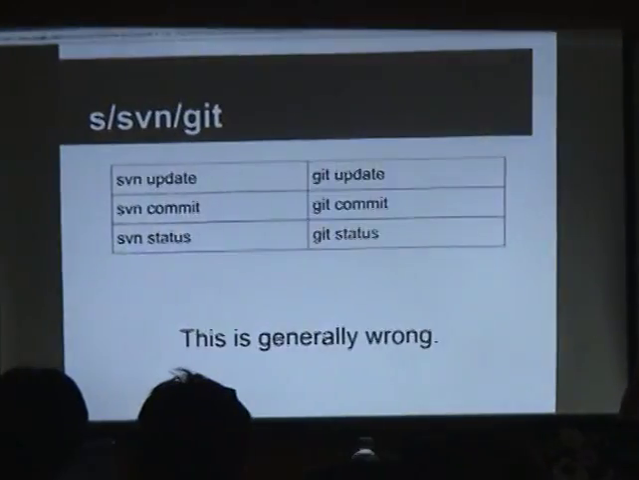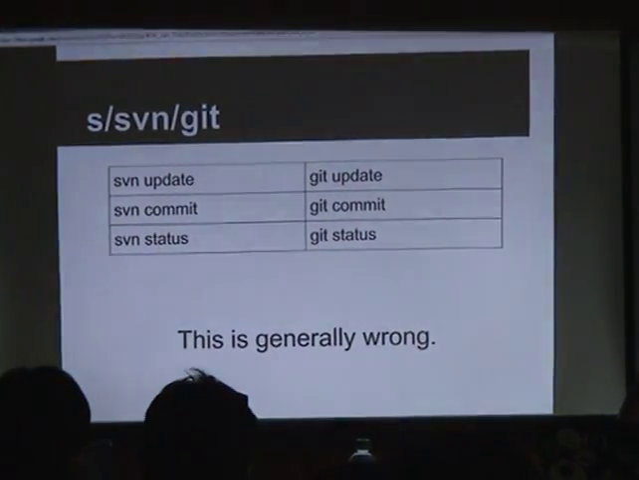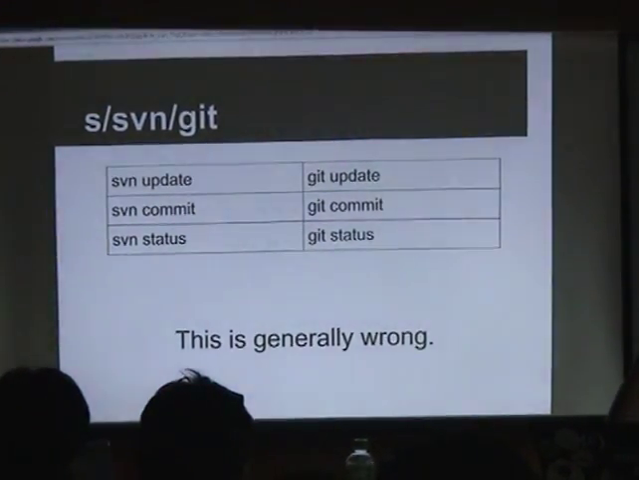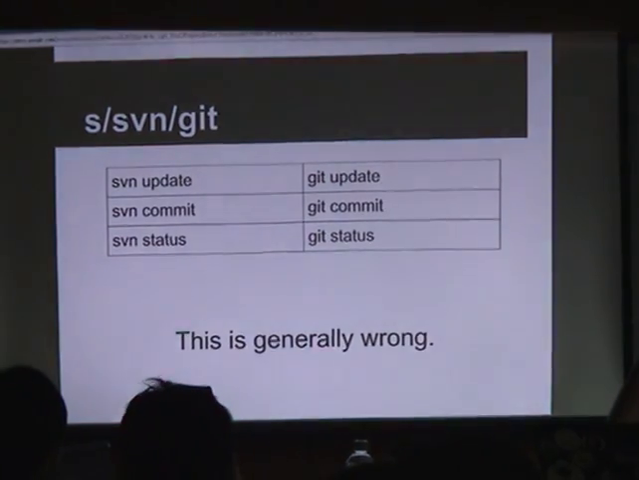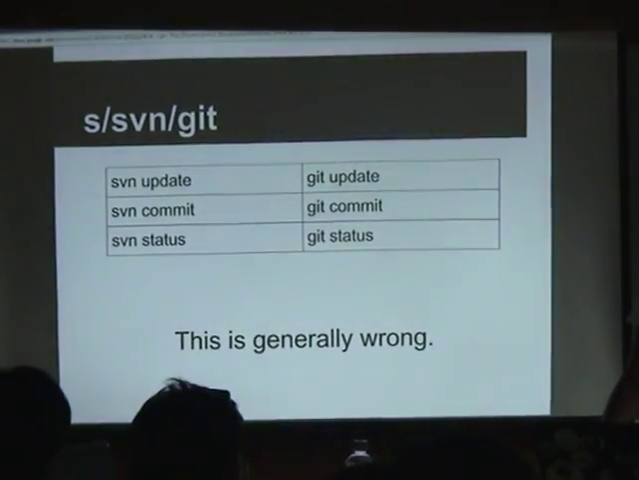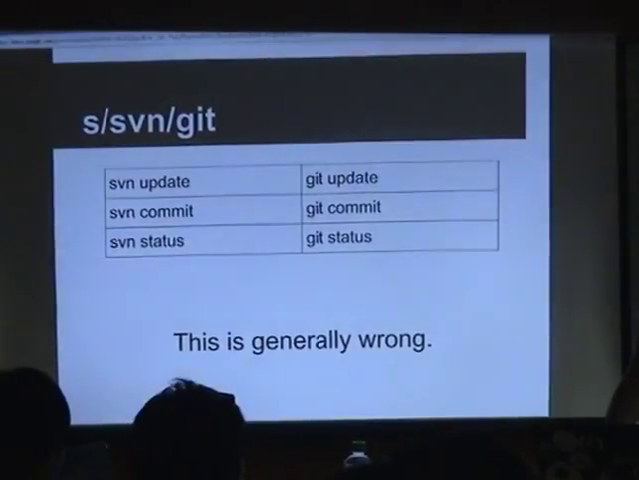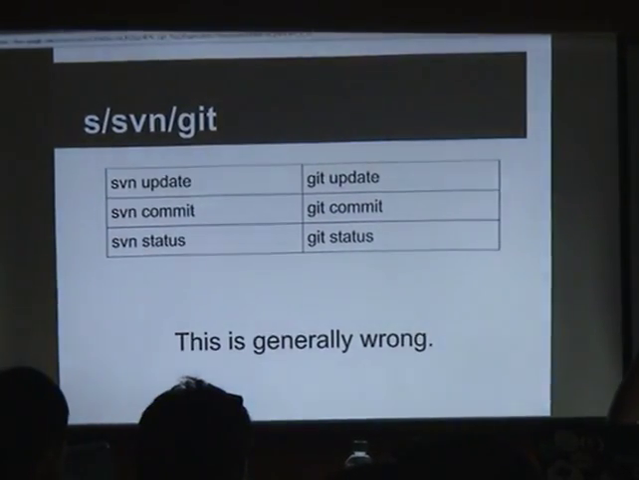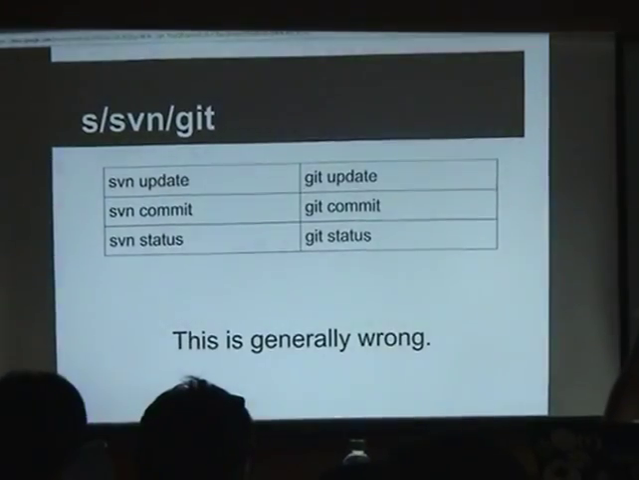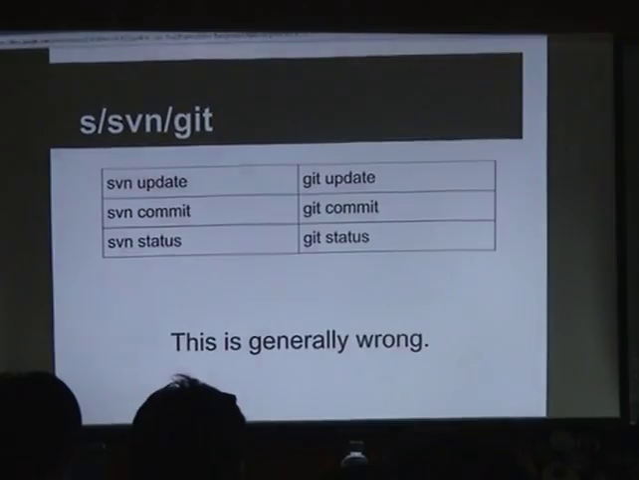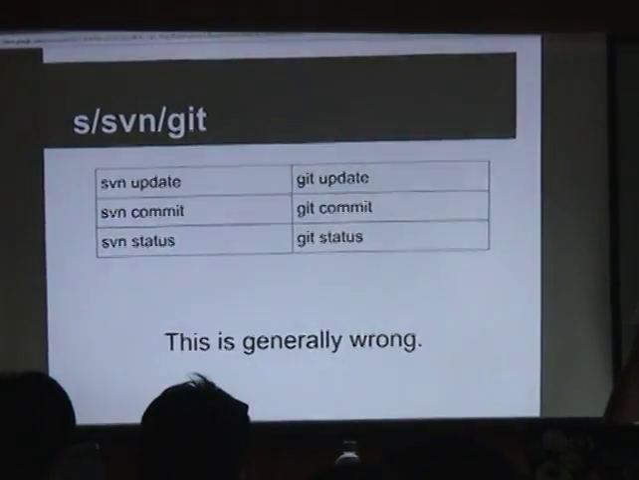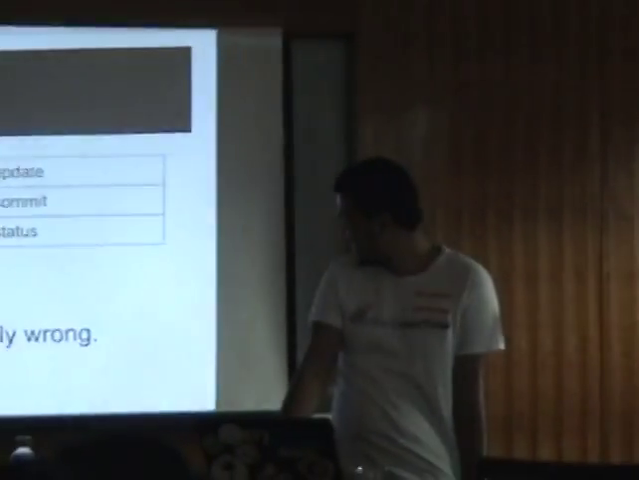So when Git came out, a lot of us were using SVN. So the first thing we did was, of course, substitute SVN with Git. And that didn't really work out for a lot of us. The reason for this is that Git is a complete paradigm change from SVN. It's distributed, whereas SVN is centralized. So what update means, what commit means, they were changed. Git status is the same.